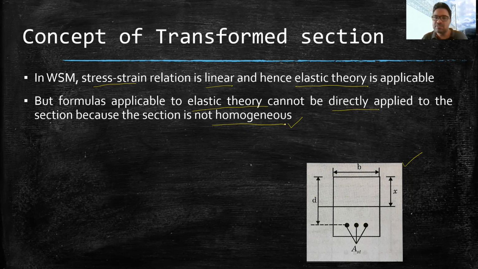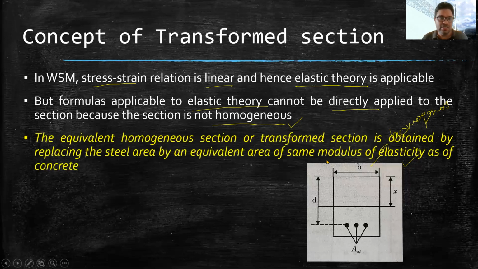So what we do is, again, we will try to transform this section into a homogeneous section, and this process is called the transformation, and the section so obtained will be the transformed section. So it says the equivalent. What we are doing is we are going to transform this section into another form, which will be called the equivalent homogeneous section or the transformed section, and it is obtained by replacing the steel area.